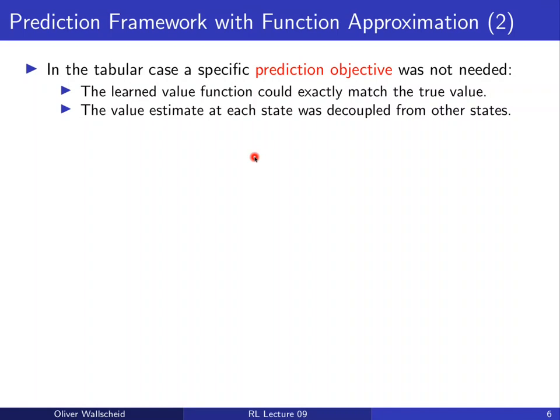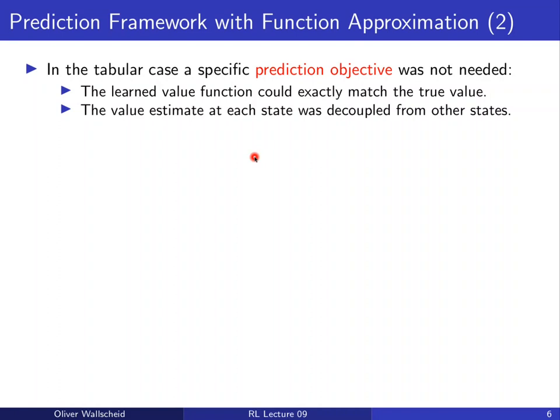And also the estimates, of course, per state was completely decoupled from the other states. However, now, as I just mentioned from the previous slide, due to generalization, that is not possible anymore. The state space, due to function approximation, is now interconnected with each other, and we cannot guarantee that our approximated state value function will be able to perfectly estimate the state value inside the entire problem space.